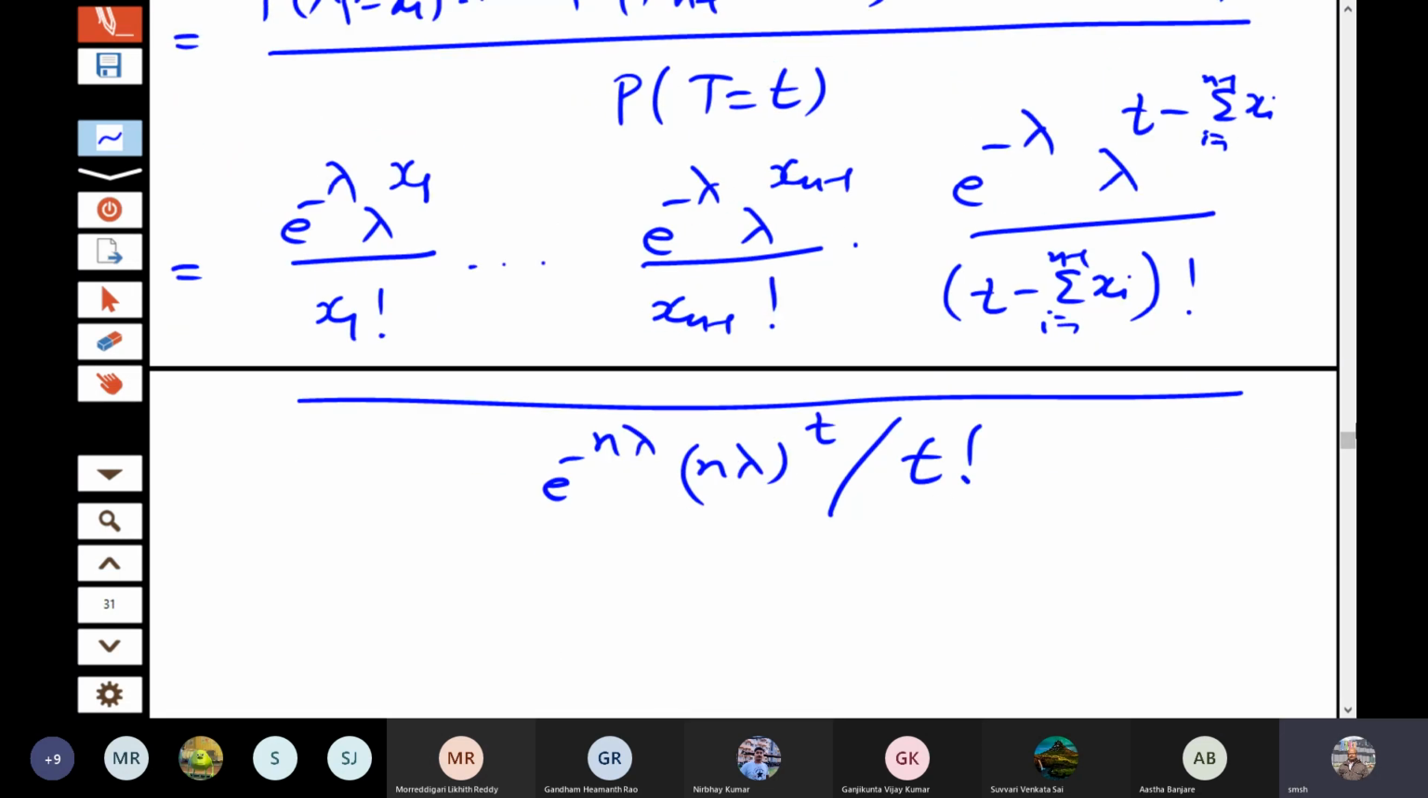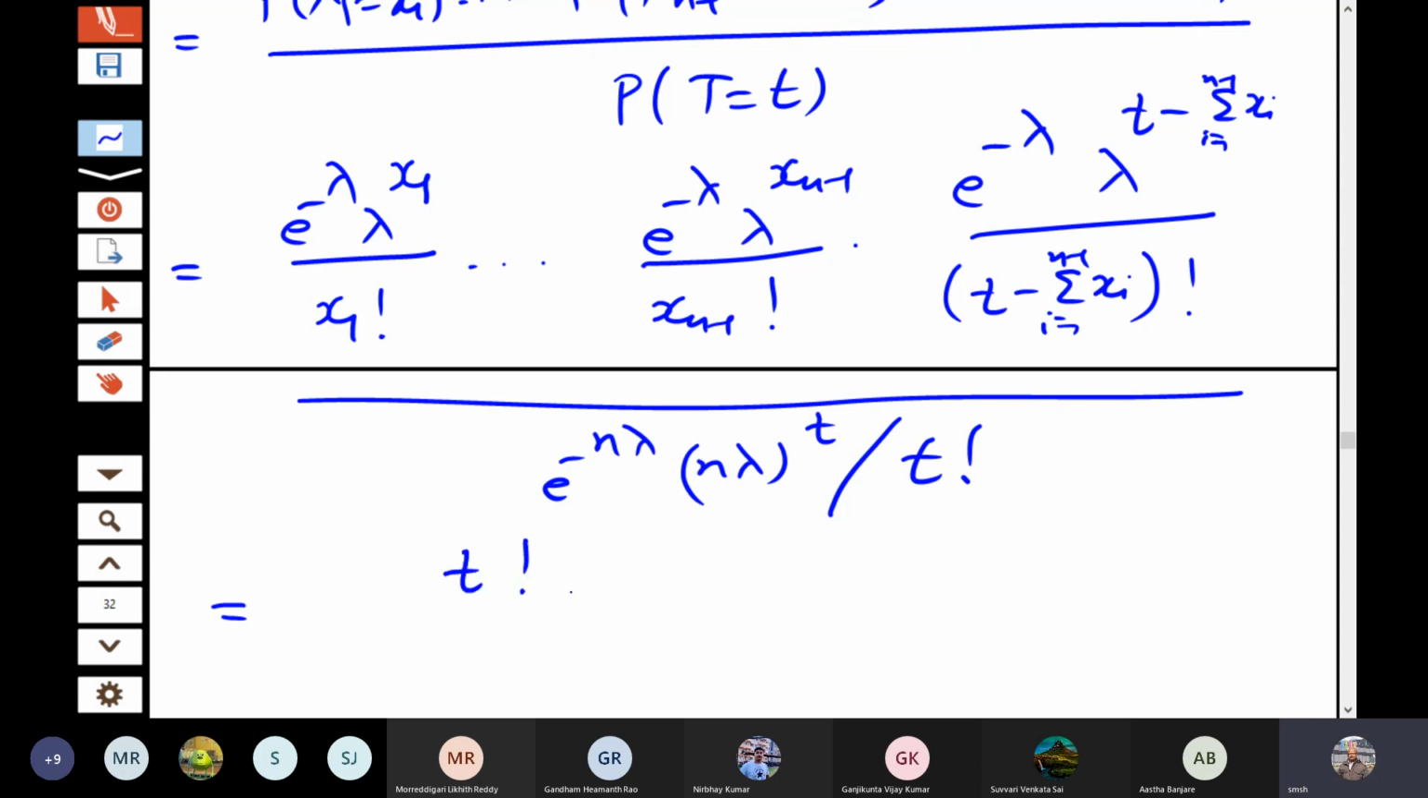So if you look at this, e to the power minus lambda is coming n times, so e to the power minus n lambda cancels out, and lambda to the power x1 plus x2 plus xn minus 1 plus t minus sigma xi, so you get lambda to the power t, so that also gets cancelled out. So you are left with only t factorial, and this 1 by n to the power t will come.